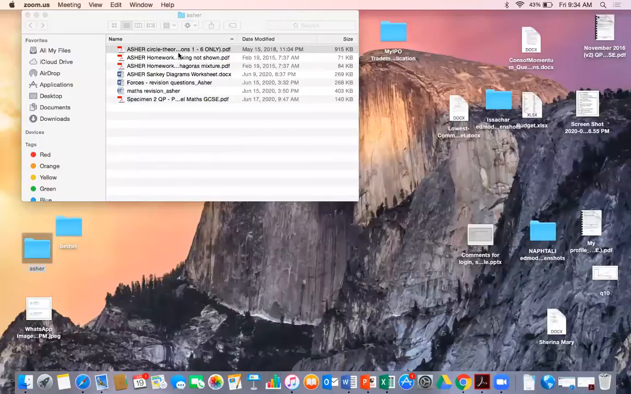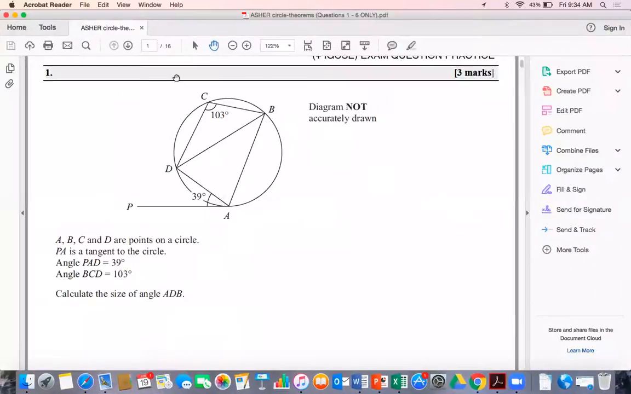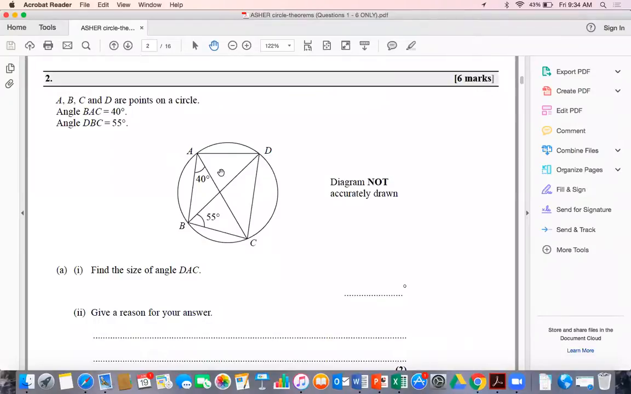Let's look at number 2. A, B, C, and D are points on a circle. Angle BAC is 40 degrees, angle DBC is 55 degrees. Find angle DAC.